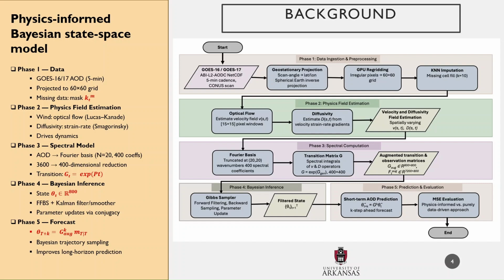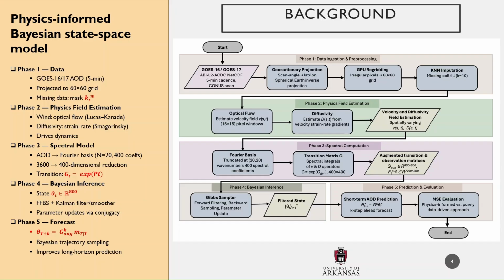Phase 3 handles spectral representation. AOD is decomposed into a Fourier basis truncated at wave number 20 in each direction, giving us 400 spectral coefficients from 3600 spatial cells. The transition matrix G is computed as the matrix exponential of a physical operator that couples velocity and diffusivity. This is the most expensive step in the pipeline.